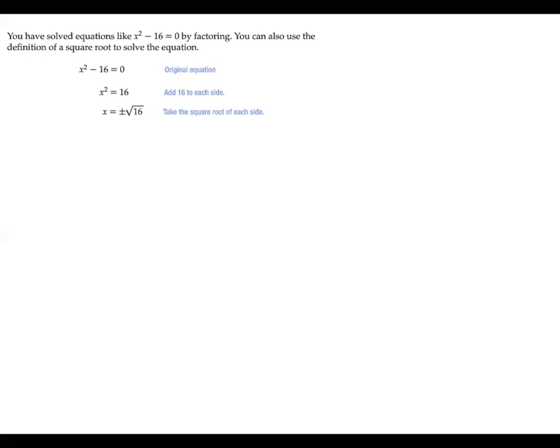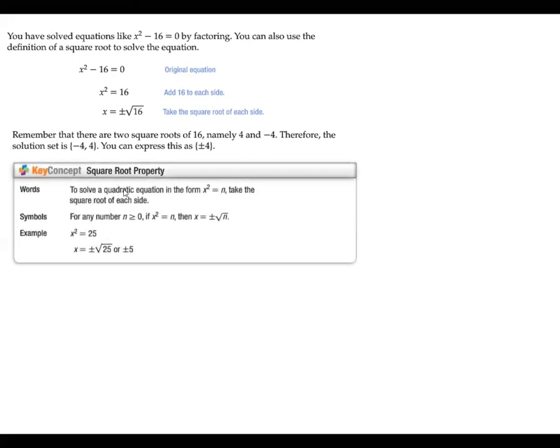So x squared equals 16. 4 would work because 4 squared is 16, but also negative 4 would work. So when you take the square root while you're solving an equation, you have to account for the positive or negative. And you can express it as plus or minus 4. Now, to solve a quadratic equation of the form x squared equals a number, take the square root of each side. Don't forget about the plus or minus.